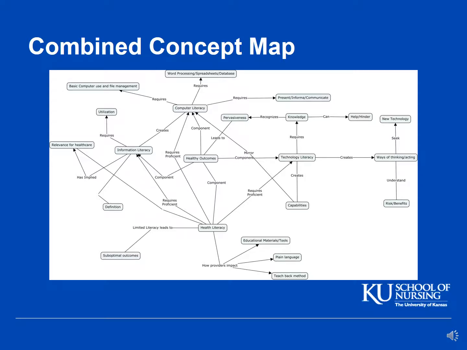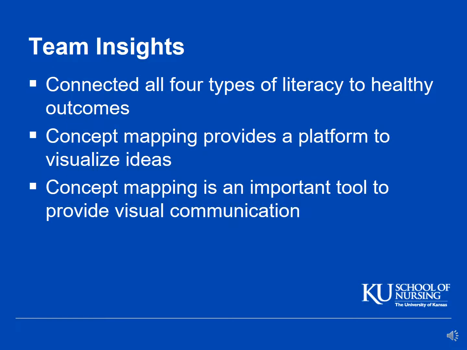And then health literacy is really connected to all of them. Like I've said in the previous slide, if you don't have health literacy, then you have suboptimal outcomes, and providers impact all of these things by learning more about the four different kinds of literacies. So overall, we learned that all literacies are connected to healthy outcomes, and they feed off of one another or impact one another, if you will.